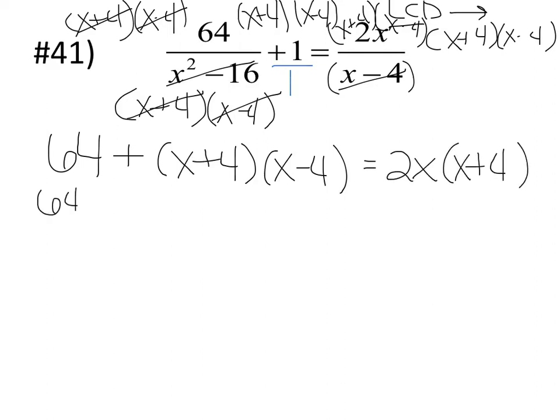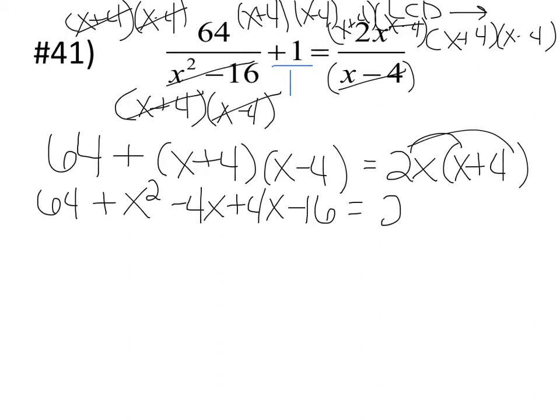Okay, so 64 stays the same. Plus, if I distribute these, I get x squared minus 4x plus 4x minus 16 is equal to, distribute here, you get 2x squared plus 8x. All right, so combine like terms. Negative 4x plus 4x cancel each other out. 64 minus 16, and x squared is by itself.